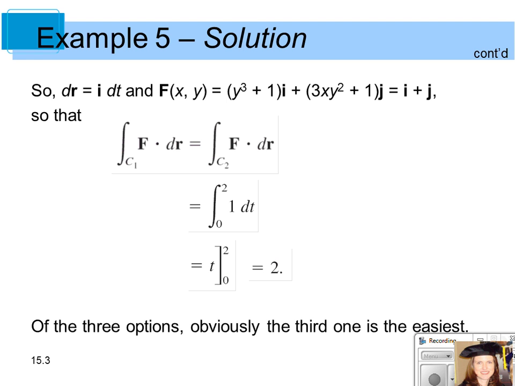Of the three options, obviously the third one is the easiest. So this illustrates different techniques that you can use to evaluate a line integral moving from a start point to an end point. If the field is conservative, you've got more options.